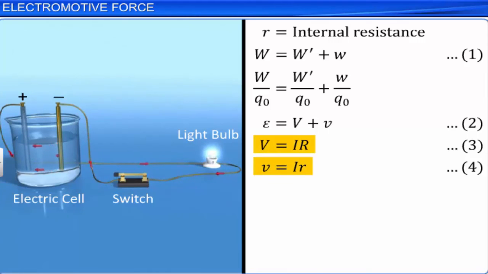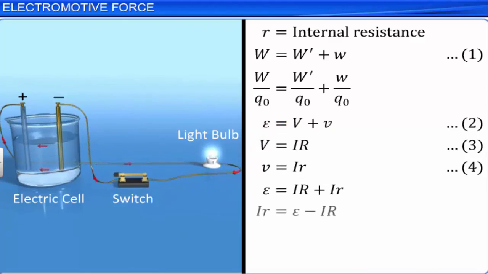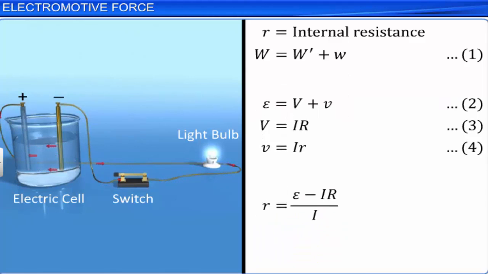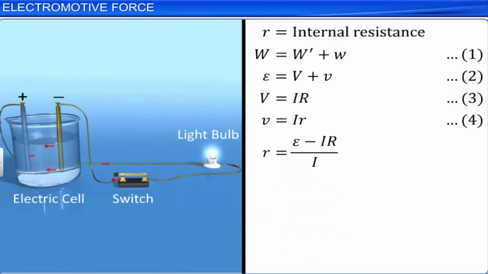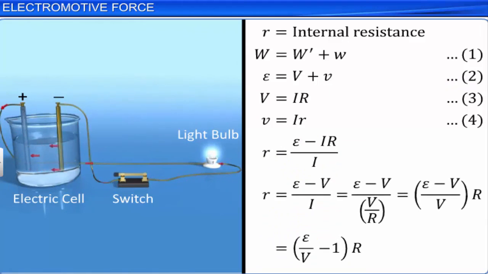Substituting equations 3 and 4 in equation 2 and simplifying, we get the expression for the internal resistance of a cell, r is equal to E minus IR by I. The same expression can be rewritten in different forms, as shown here.